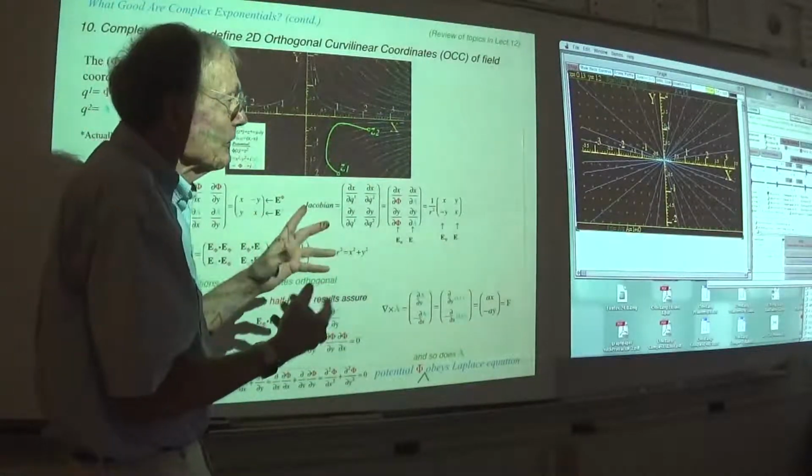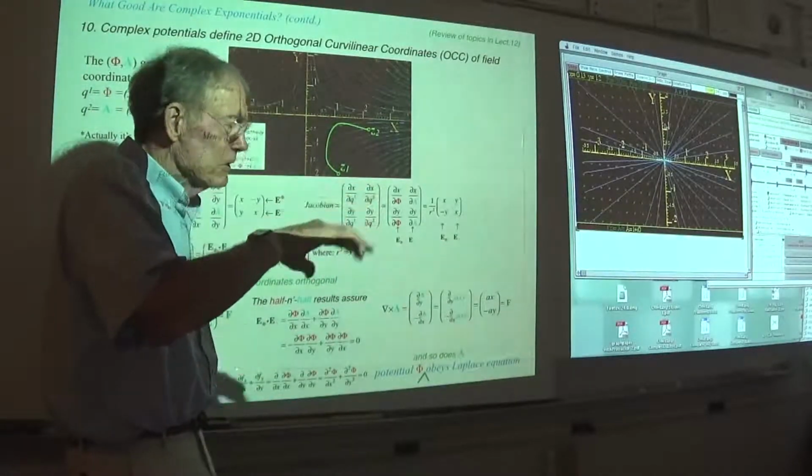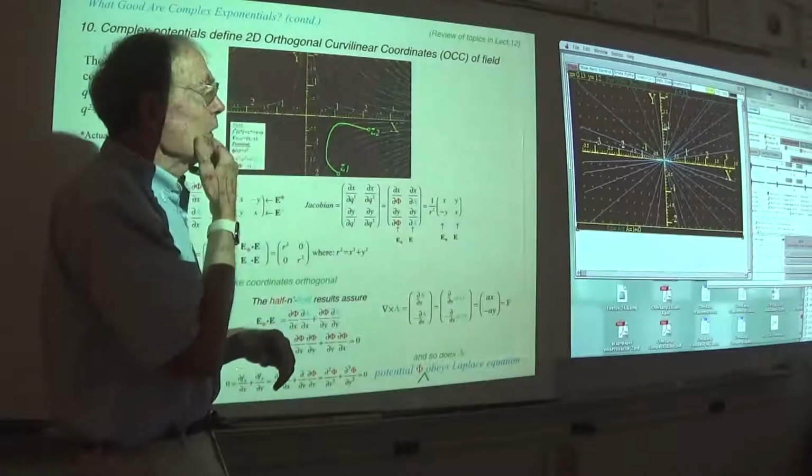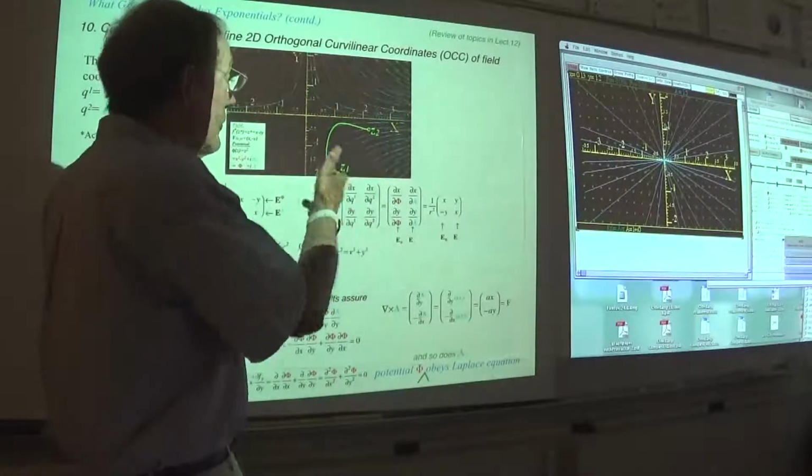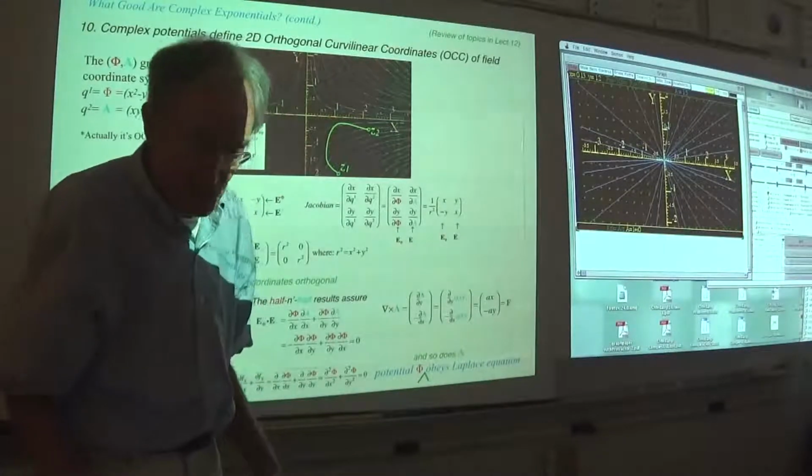Okay, so there's a lot of neat physics besides just fields here. If you want to play with temperature gradients and flow of heat, this is the thing to look at. That's what this is good for.